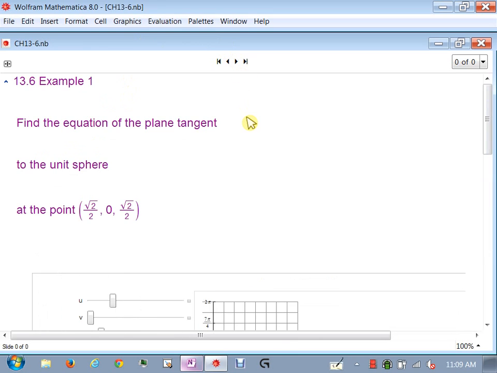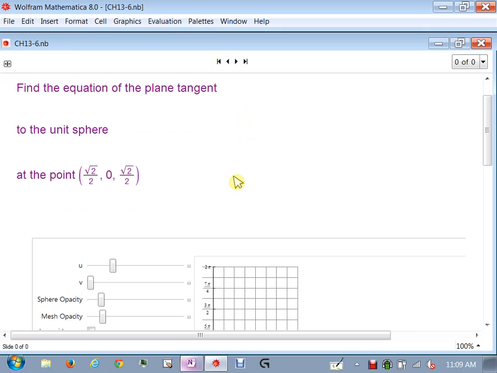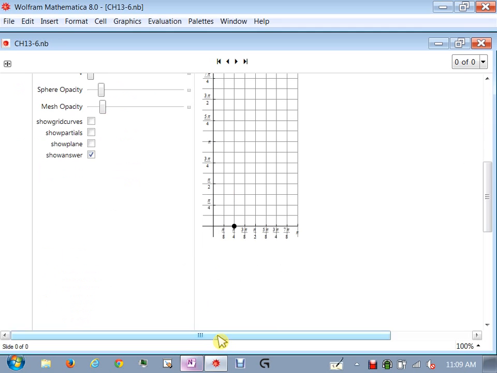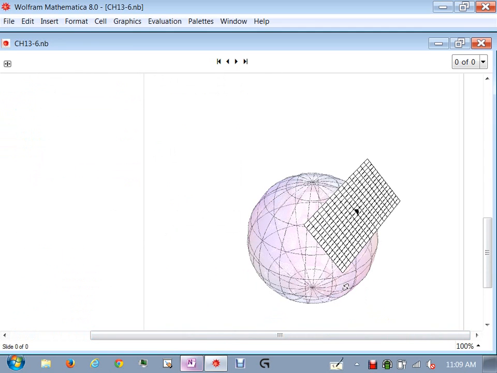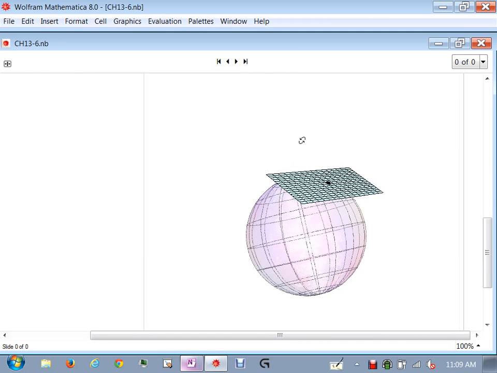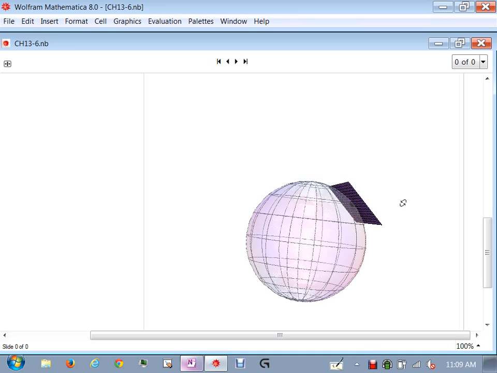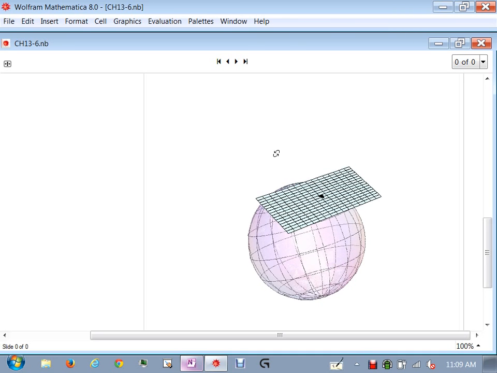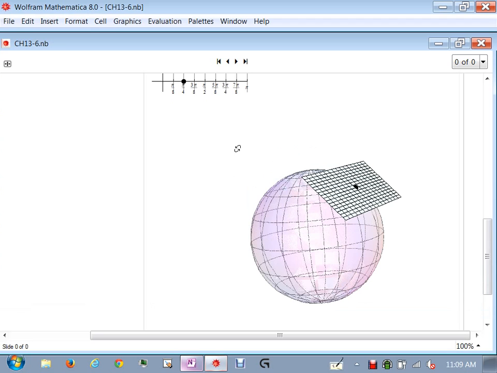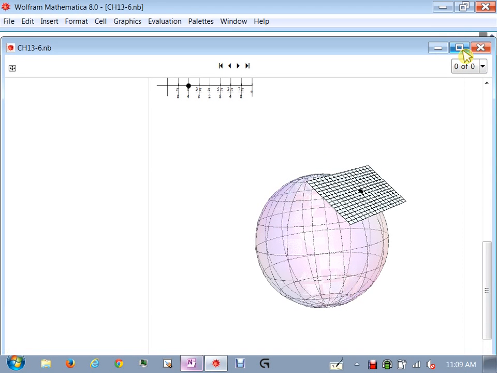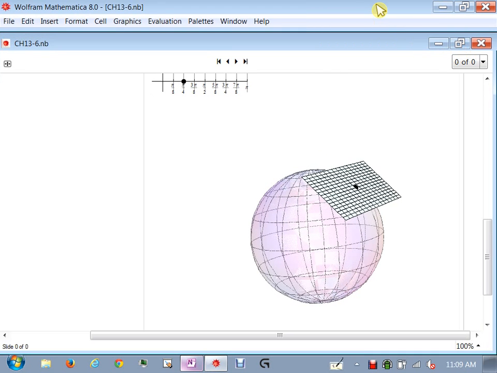So our first example here is to find the equation of the plane tangent to the unit sphere at the point root 2 over 2, 0, root 2 over 2. So geometrically, where is it? We're trying to find this plane right here. There's a point on the surface, and we're trying to find that tangent plane. Questions as far as what we're trying to do?